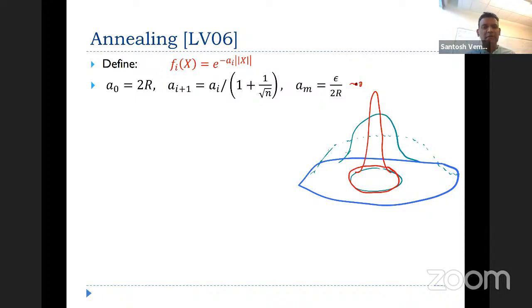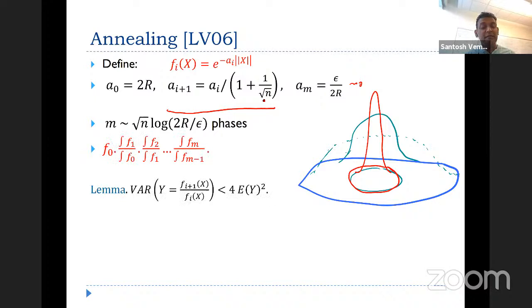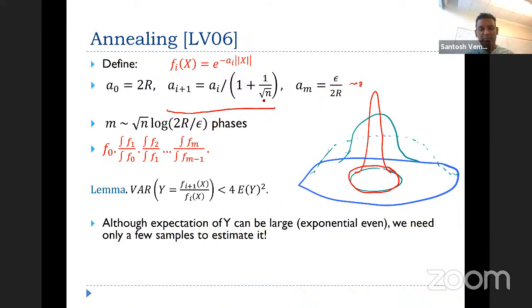Notice here the important change, that we are going to change this coefficient at a rate of 1 plus 1 over root n, not 1 plus 1 over n, but 1 plus 1 over root n. And that means that the number of phases will only be root n times a log factor. And this is still okay. The reason is that even though you're going only root n phases, the variance of this estimator turns out to be constant. I mean, for this ratio, the variance is at most a constant times the square of the expectation. So you still need only 1 over epsilon squared samples in each phase, and m over epsilon squared samples if you're doing m phases.